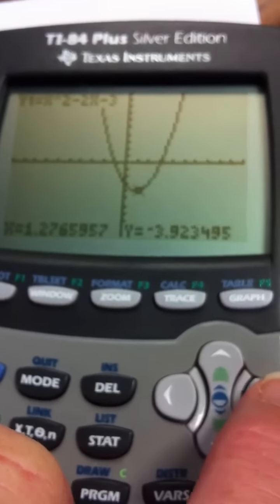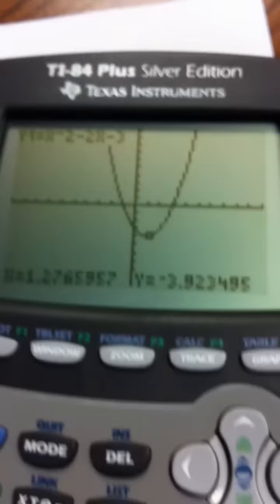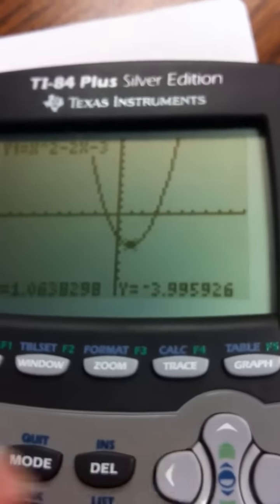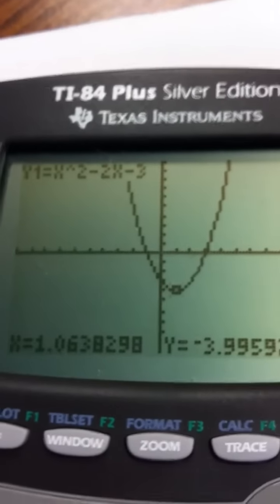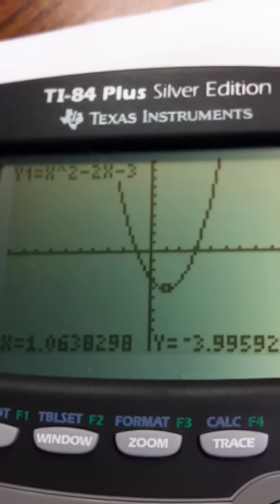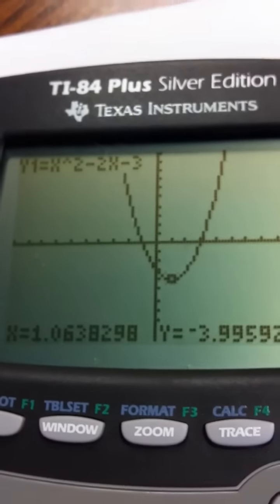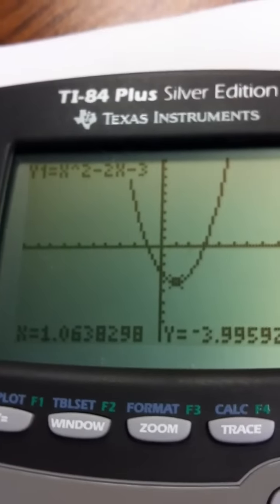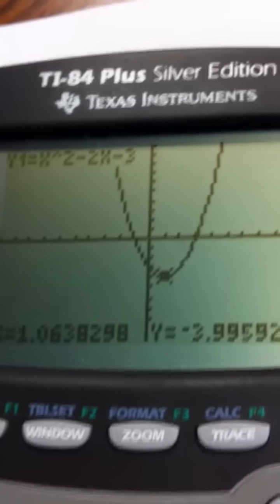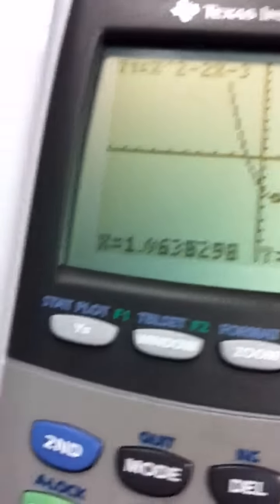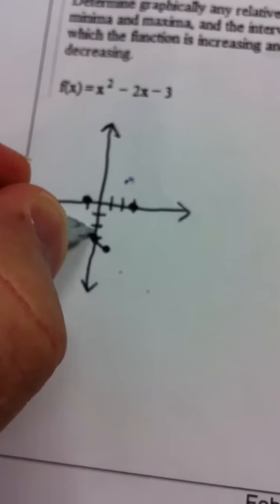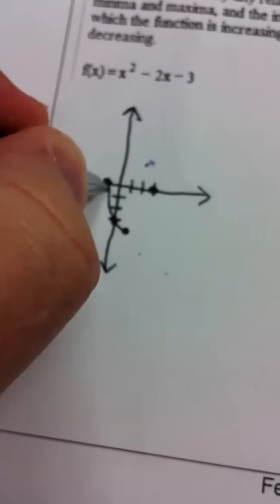And my vertex, since I've hit trace already, let's just go to the very bottom of the valley and see what we're coming up with there. And it looks to me roughly, unless you're told otherwise, I want the vertex to be nice and pretty with integers. So in this case it looks to me like our vertex is at the ordered pair 1, negative 4. So 1, negative 4 is my vertex. And we got there by tracing to it.